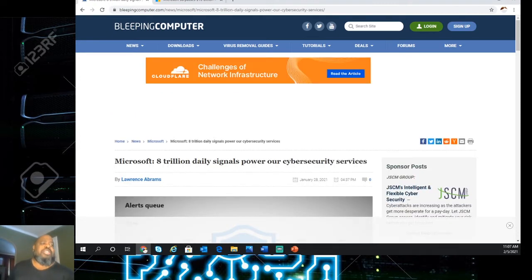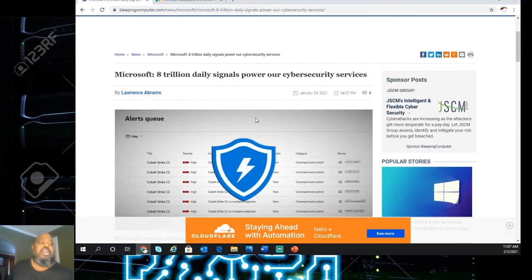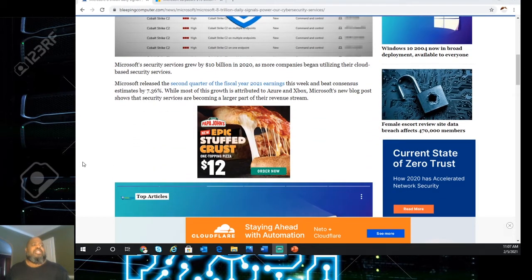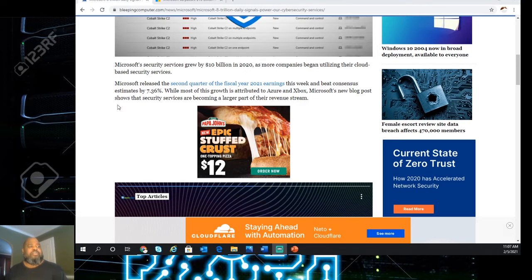Microsoft, 8 trillion daily signals for their cybersecurity services. Microsoft Security Service grew by $10 billion in 2020 as more companies began utilizing their cloud-based security service.